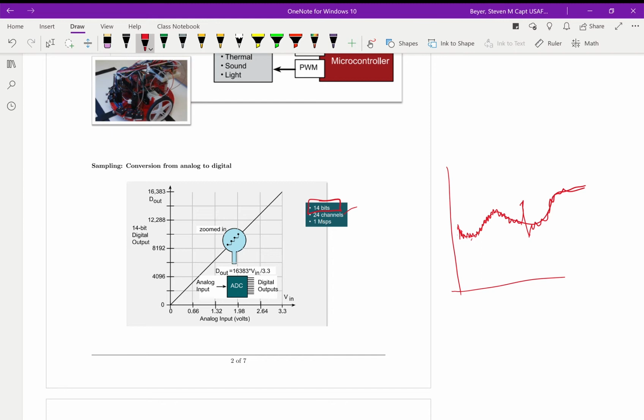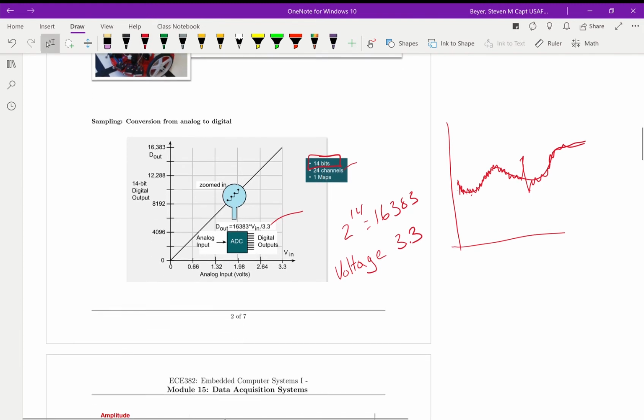So given that 2 to the 14 equals 16383, and we know it's a 3.3 volt source, that gives us this equation right here. It's going to give us our output in digital value. And then we're going to see later how that will correlate to a distance with this specific distance sensor.